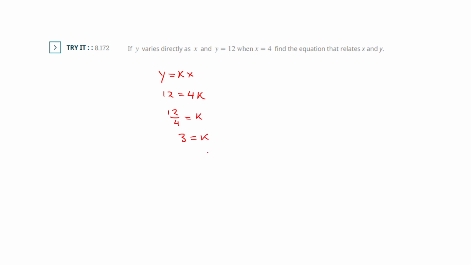So k is 3. Okay, so let's write the equation. I don't know if I did this on the last one. Let's write the equation. Any value of y and x have to have this relationship here, where this constant is 3.